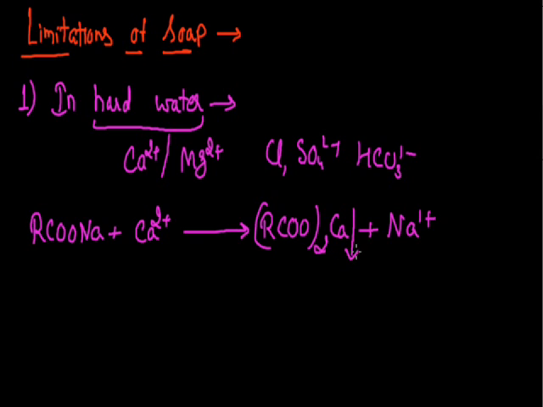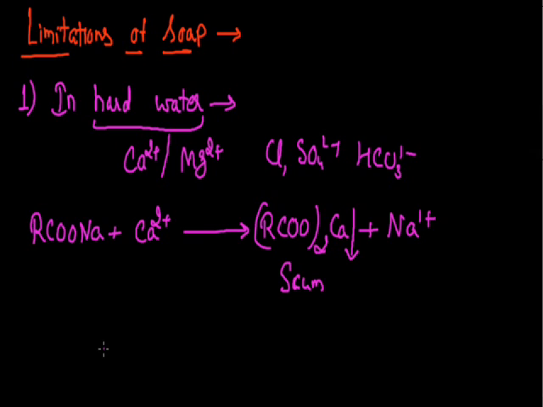This precipitate deposits on the surface of clothes, and instead of removing dirt from clothes, it further works like dirt, and this white precipitate that is deposited on the surface of cloth is termed as scum. So due to the formation of scum, micelle formation will not occur, and a lot of soap and detergent will be wasted to form this kind of scum.